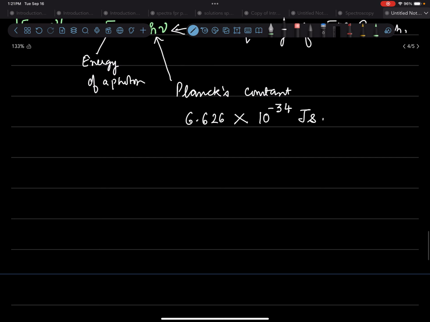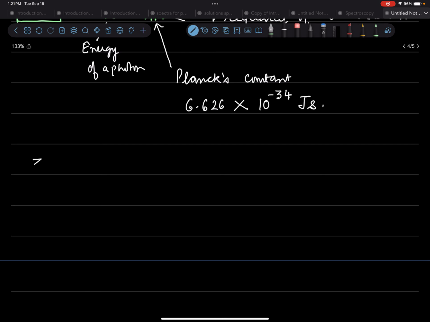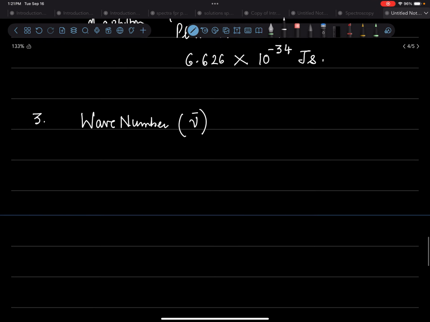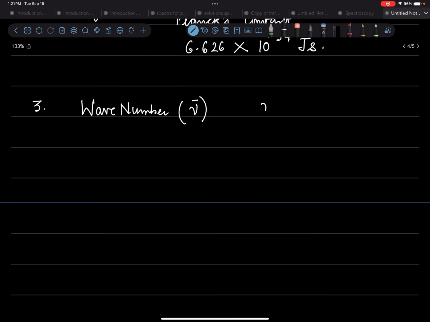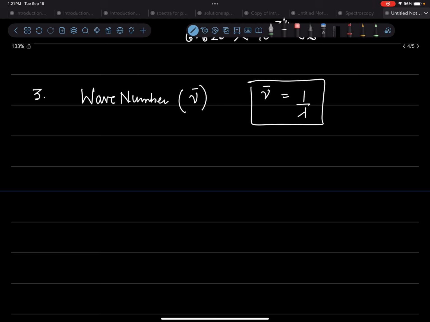Right? Now, the third term which I want you to understand is wave number. It is represented by the symbol nu bar. What does it represent? It is actually the reciprocal of wavelength, equal to 1 by lambda. So obviously its units would be the inverse of the length unit, so centimeter inverse or meter inverse, etc.